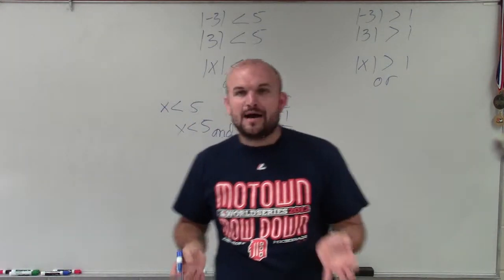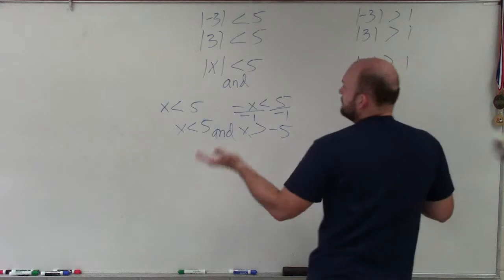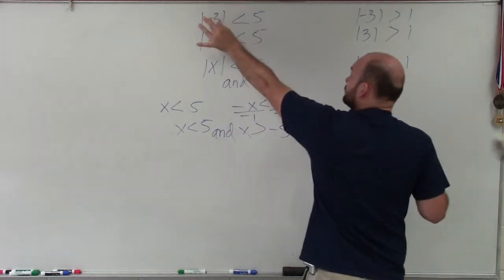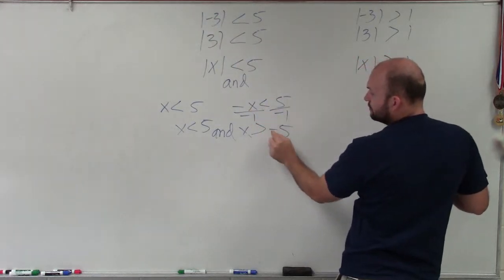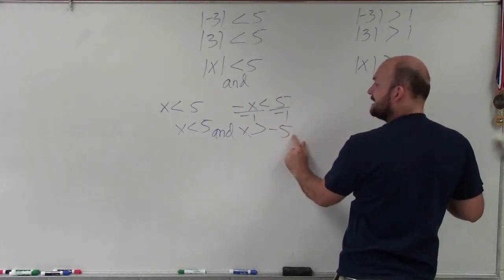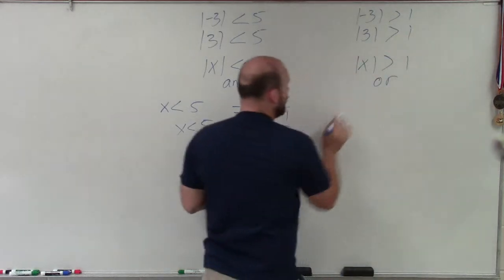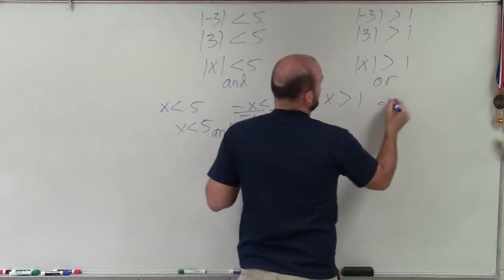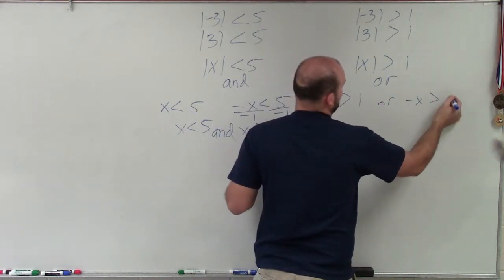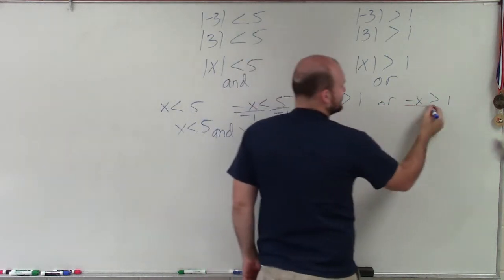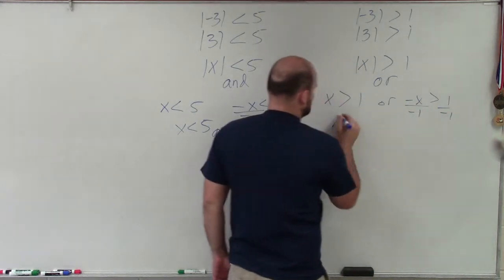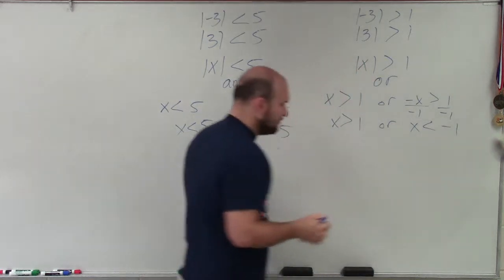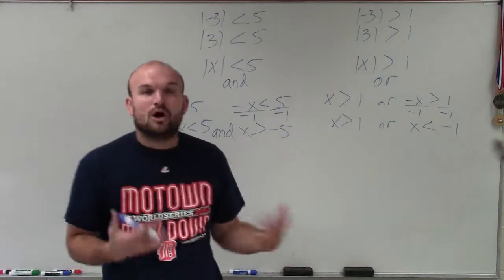So when we create a compound inequality with less than, we set up our two cases, just as is. But when we create our negative case, we reverse the sign and make our other side negative. For the "or", we do the same thing. I'm going to say x is greater than 1, or negative x is greater than 1. Again, we want to solve for x, so I divide by -1. So I say x is greater than 1, or x is less than -1. Those are going to be your two inequalities that you're going to graph.